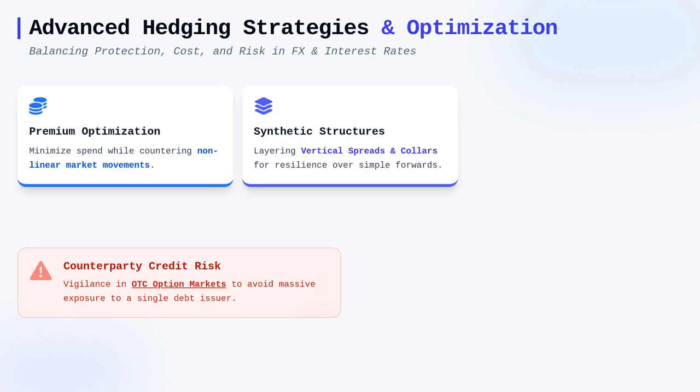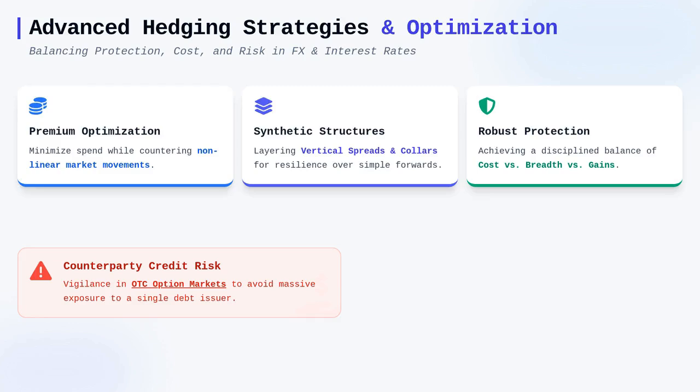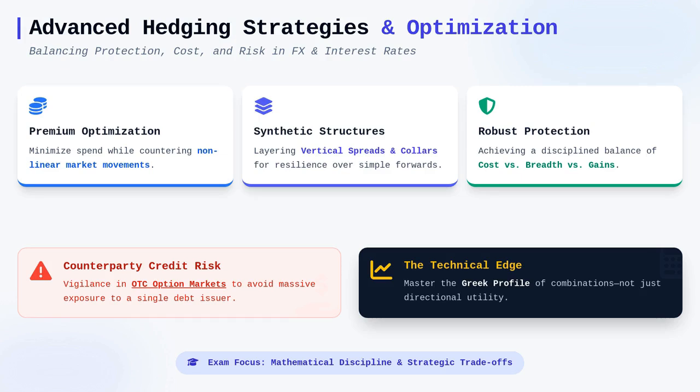Successful hedging in these advanced forms comes down to a disciplined, mathematical approach to balancing trade-offs between cost, protection breadth, and potential gains. As you advance toward the exam, remember that identifying the specific Greek profile of these combinations is just as important as understanding the directional utility of the hedge itself.